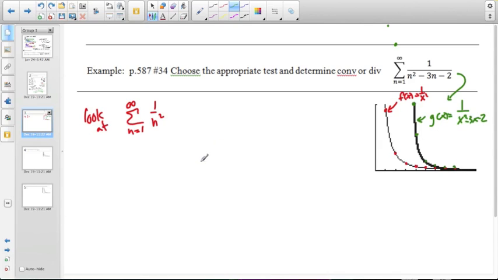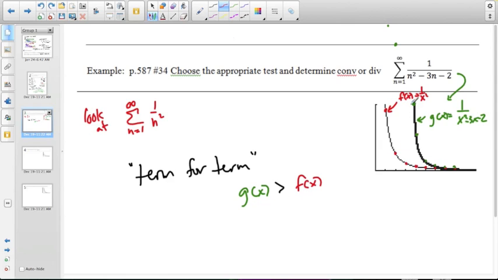So if we notice term for term, so to speak, g of x, our actual series, is larger than f of x. I'm trying to be color coordinated here.